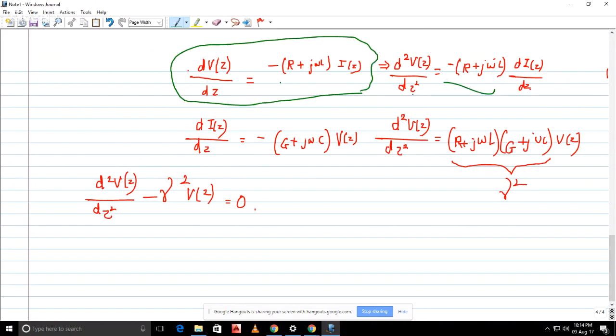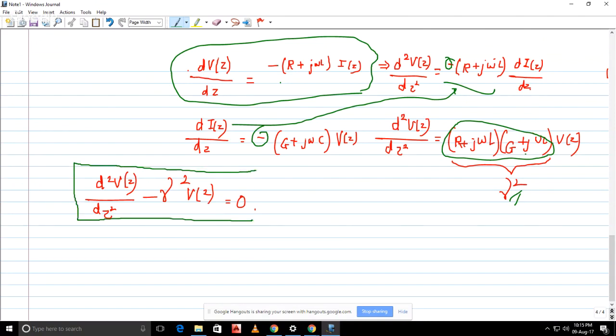Once I reach this equation, I substitute dIz by dz in this equation. There is a minus sign associated over here, and there is already a minus, so this minus and this minus become plus, and I get this. And I substitute this with something called gamma. So we get d square Vz by dz square minus gamma square V of z equals 0.